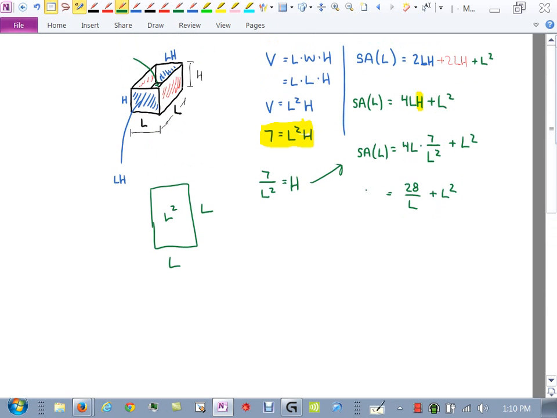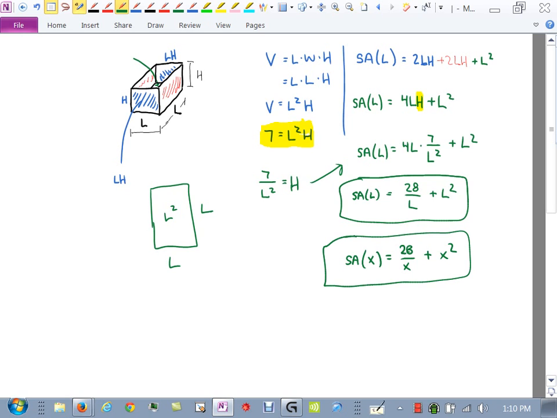Crazy, I don't know why I did that. That's my surface area in terms of L. Now, to match what the book had, or what they're asking here, we need to change our variable L to X because they were using the X instead of L. So that is our surface area function.